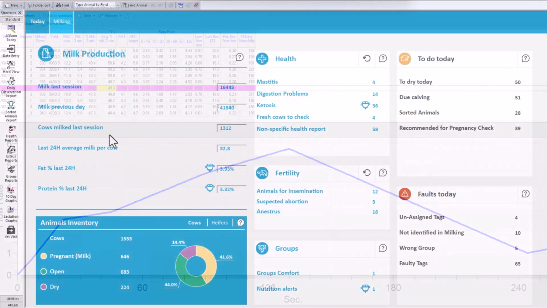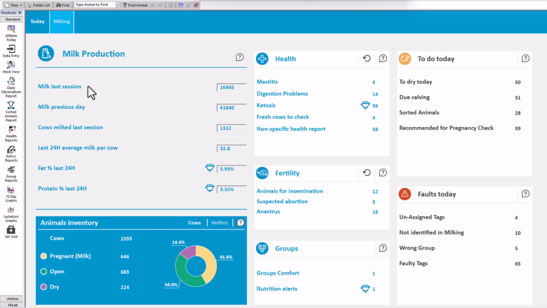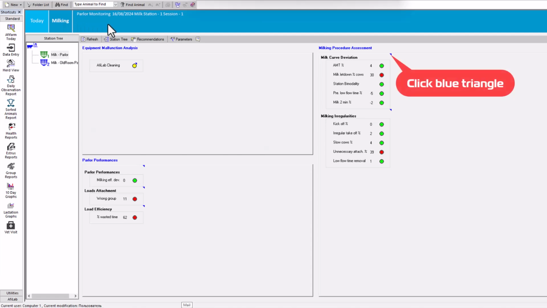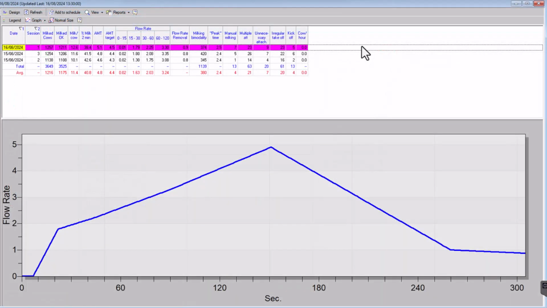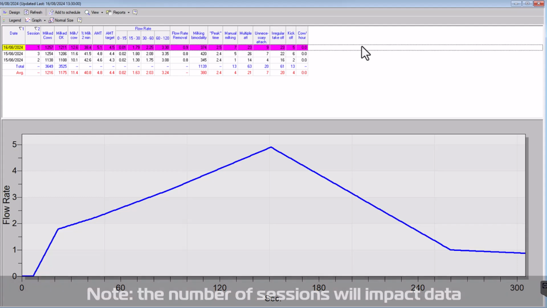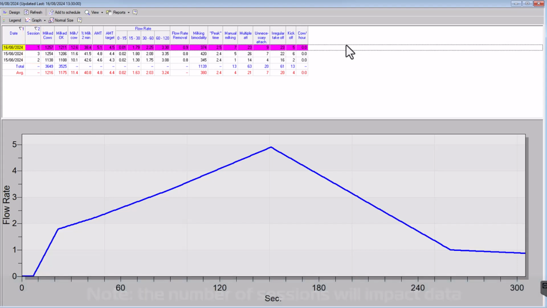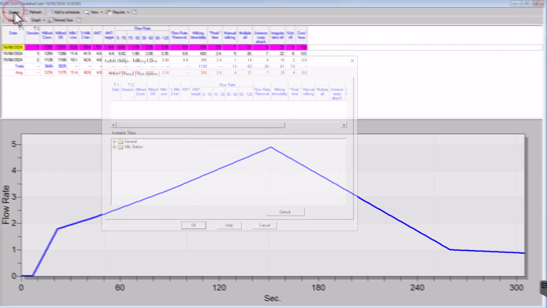Now let's look at an example and provide feedback. Open milking efficiency, and then open the milk curve deviation report. By default, only the last 24 hours are displayed, but we can see this farm milks 3 times a day. Let's increase our view to at least the last 10 days to help determine any trends.